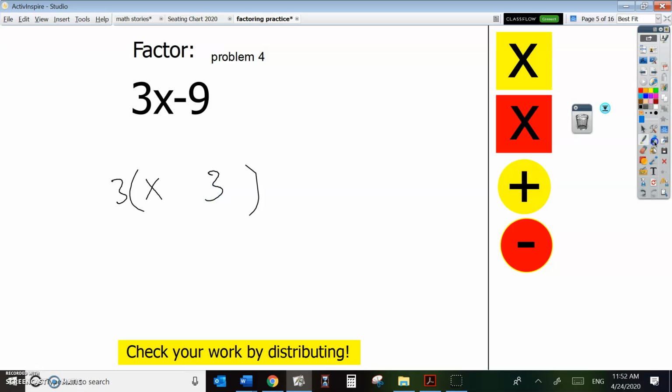-9 is right here. If you think about this as -9, then it's -9 divided by 3 gives you -3. And remember to distribute to check your work. 3 times x, is that 3x? Yes. 3 times 3, is that 9? Yes. And the subtraction sign stays the same.